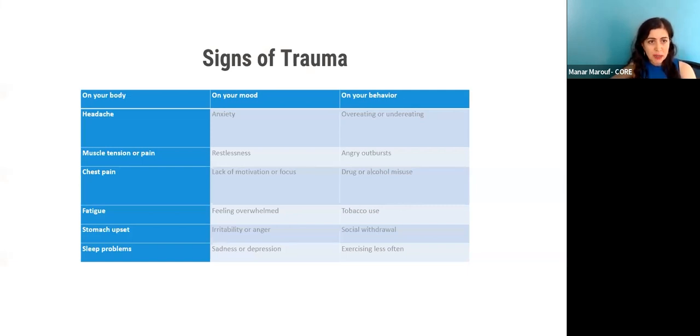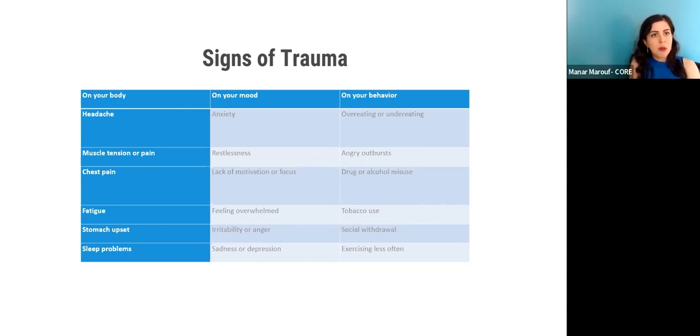Okay, so the signs of trauma here, as you can see on the table in front of you, there are signs that you can show in the body, including a headache, muscle tension or pain, chest pain, fatigue, stomach upset, and sleep problems. And I don't know if it happened with you before. A lot of the times, and it happened to me multiple times, a client would say, oh, I have a headache and I don't know why it is happening. I can't sleep. We find that a lot of the times as well with the employment team when clients say, oh, I can't do this type of job because I have muscle pain or back pain or chest pain. And sometimes it's not caused by a known reason. Sometimes it could be caused by stress.